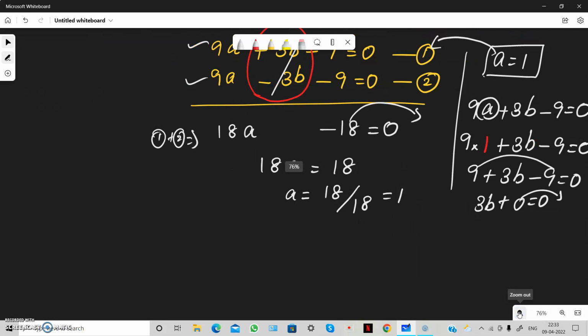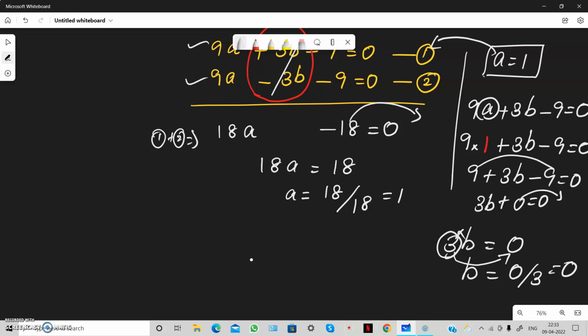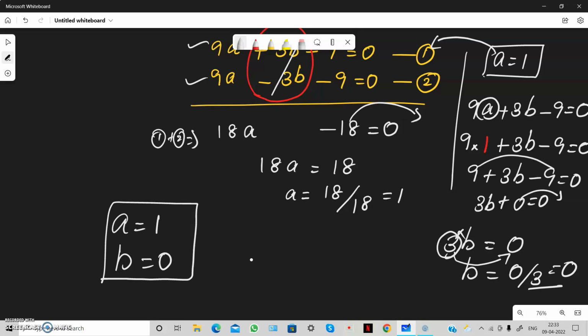Yeah. So what is left out? 3b equals 0 minus 0, which is 0, and b equals 0 divided by 3, which is also 0, students. This 3 should become a division only, not positive or negative, right? So 3 times b, 0 divided by 3, we get 0. So the answer is a is equal to 1 and b is equal to 0. So this is our solution.